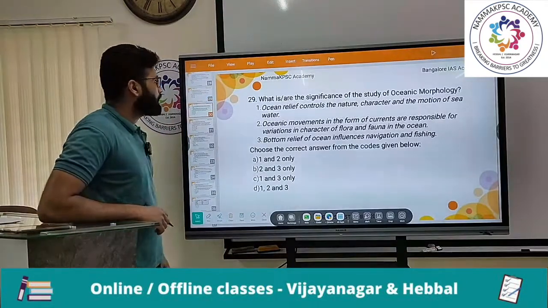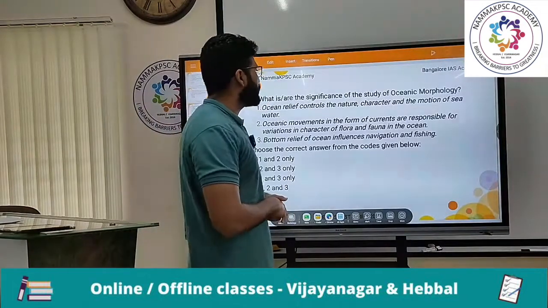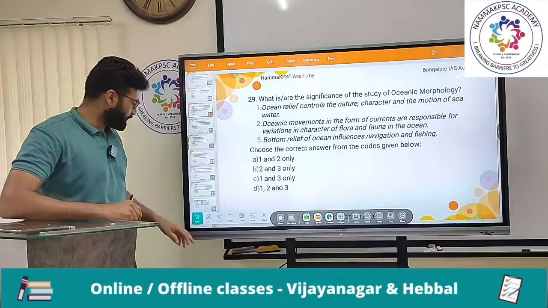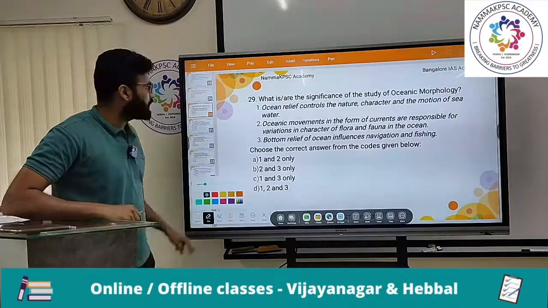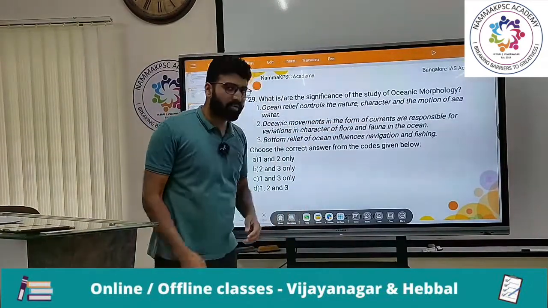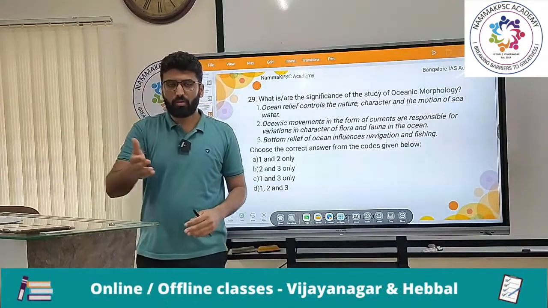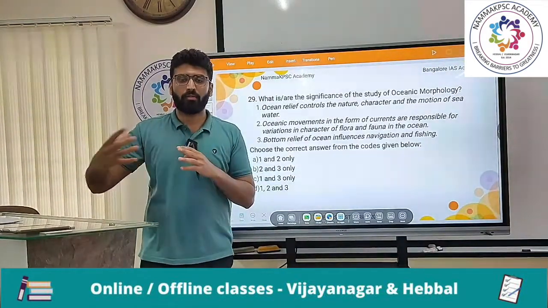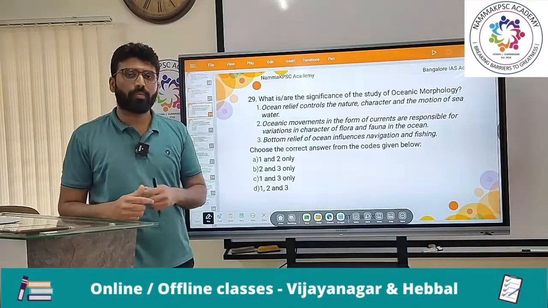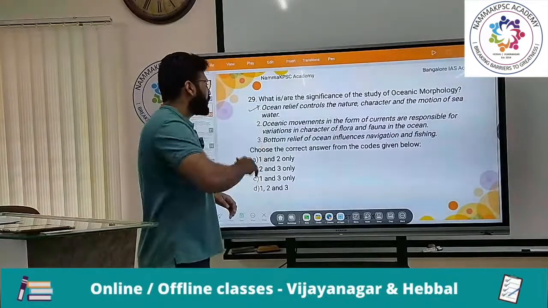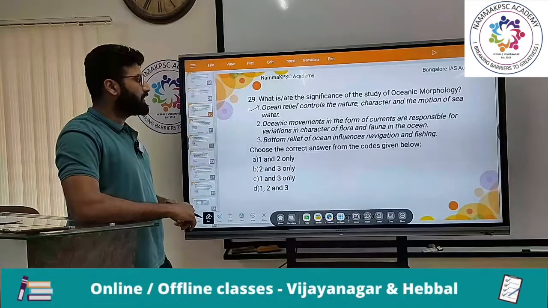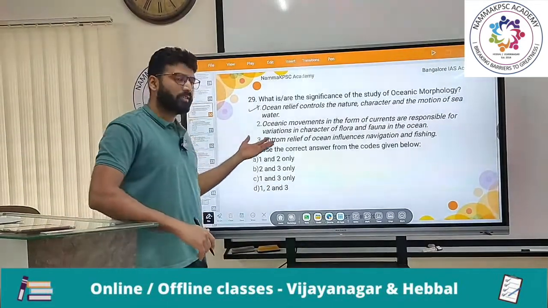Question number 29. What is the significance of the study of oceanic morphology? Oceanic morphology means the morphology of the ocean bottom. Okay. So first statement, ocean relief controls the nature, character, and motion of seawater. Obviously, if it is shallow water, it will control the movement of water. You'll have the intensity of waves change when compared to open oceans or open seas where you have deeper water. So this is correct. Oceanic movements in the form of currents are responsible for variations in the character of flora and fauna in the ocean. Obviously, correct.